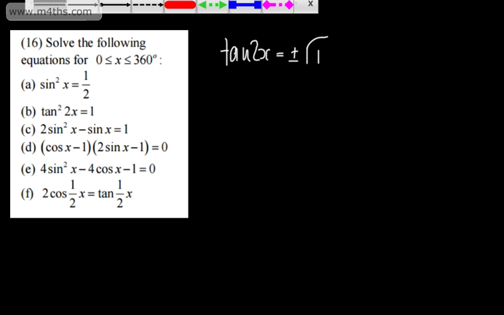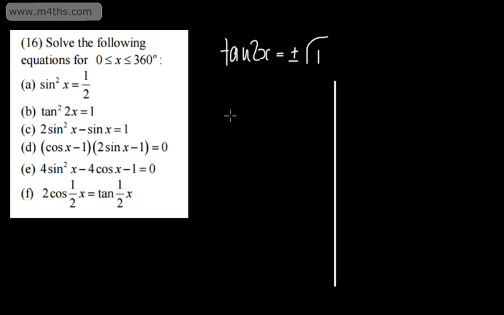Tan squared 2x is equal to 1. So not only do we have a quadratic, but we also have 2x instead of x. So the first thing I'm going to write out is that tan 2x is equal to plus or minus the square root of 1. So at this stage, what we're going to have now are two equations to solve. We're going to have tan 2x is equal to positive 1, and tan 2x is equal to negative 1.